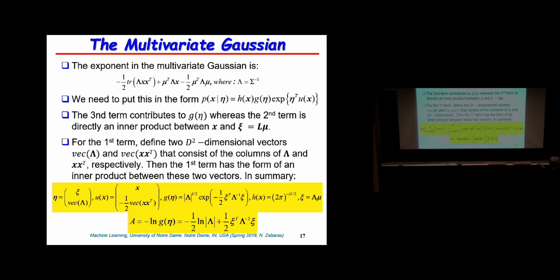And then you can immediately see the eta transpose u. It's obvious because x here is inner product with mu transpose lambda. So you define the natural parameter to be xi, where xi is lambda times mu. All right? You can see from there, xi is equal to lambda times mu. And from the first term, because you had an inner product between x x transpose and lambda, you need to have eta be the vector version of this precision matrix lambda. Everybody can see that? So for the multivariate Gaussian, it looks complicated, but it takes this nice form.